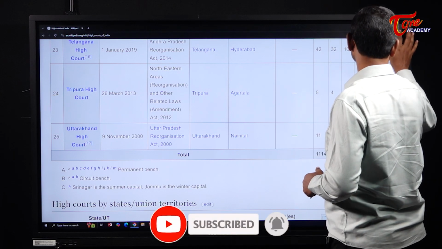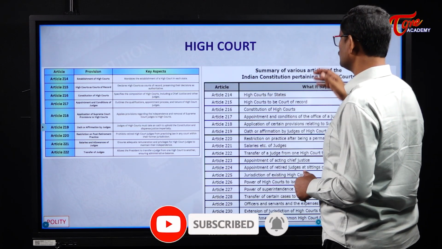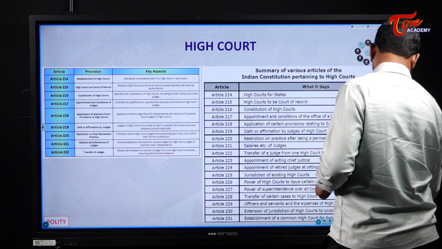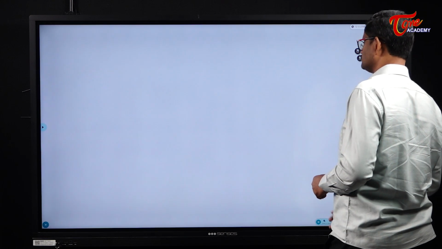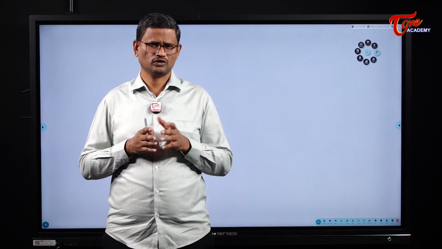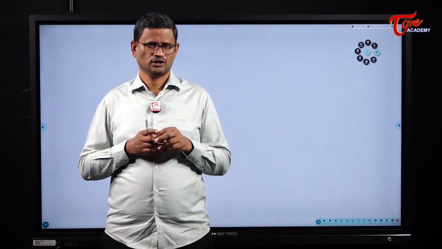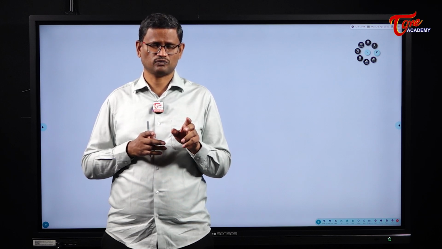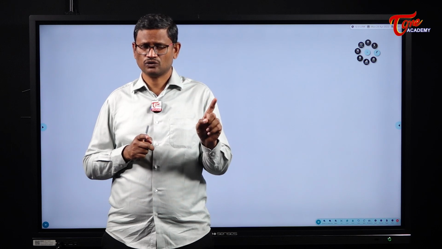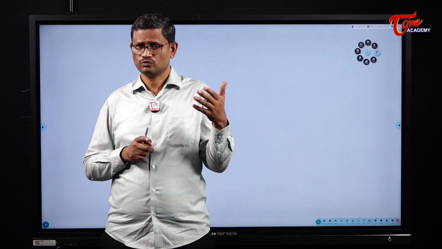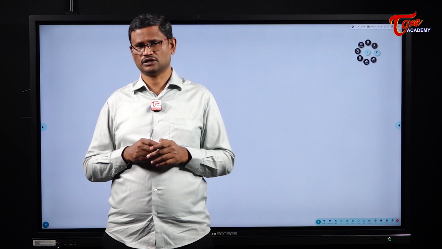That's about the information about the High Courts. Then let's see the important details with respect to the High Court. As I said, there are 25 High Courts. Initially in the Constitution of India, it was laid down that there will be one High Court for one state. But the 7th Constitutional Amendment Act of 1956 provided for establishment of one High Court for two or more states, or more than one state and a union territory.